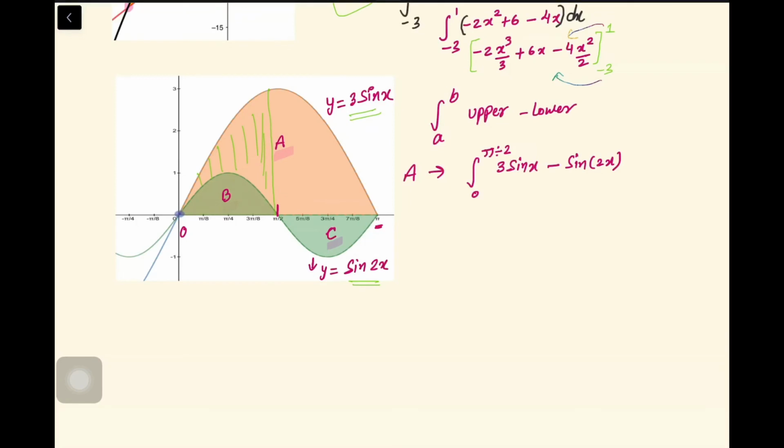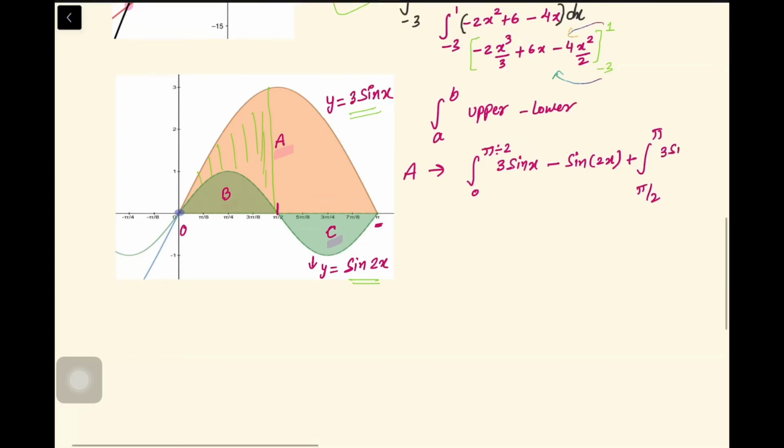And C is simple, depending on the question. So right now I'm doing the limit 0 to pi over 2 of 3 sine x minus sine 2x, and I can add the area from pi over 2 to pi only because of 3 sine x. Because I have separated them with the letters A, B and C, I'm not counting area C here in A. And area B, if you want, you can just write as the integral from 0 to pi over 2 of sine 2x.